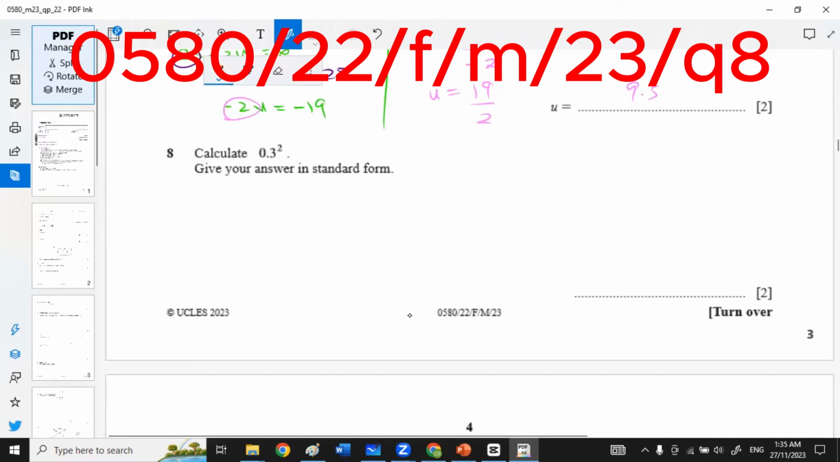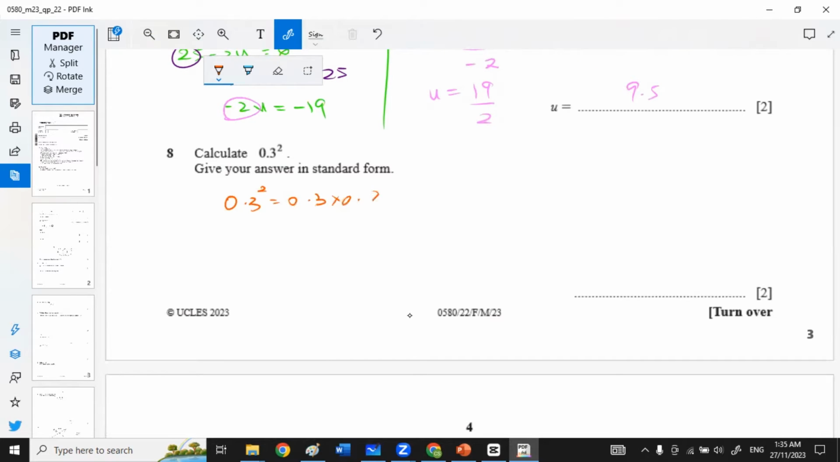Number 8, calculate 0.3 squared. So 0.3 squared basically is equal to 0.3 times 0.3. You can use a calculator if you want. You get 0.09. And the question asks for standard form.